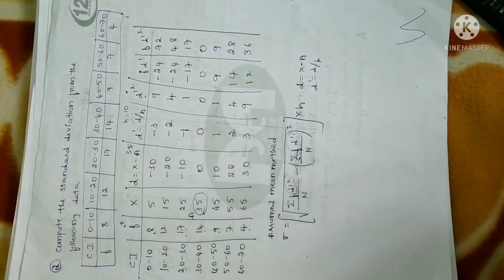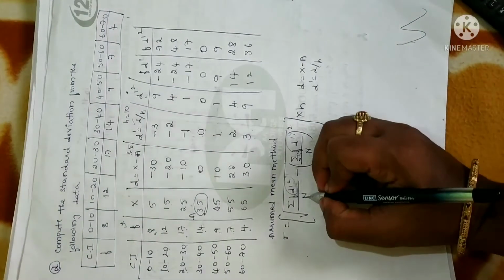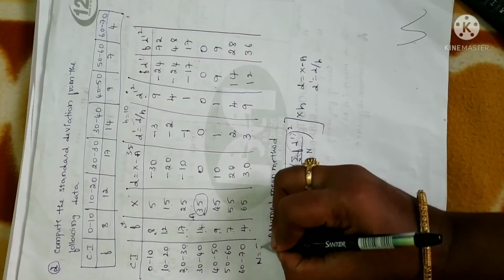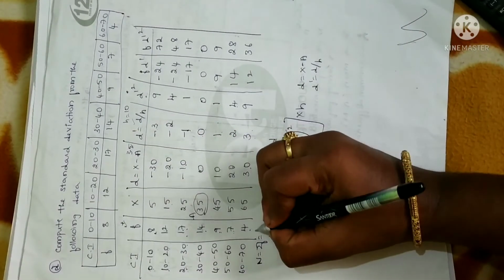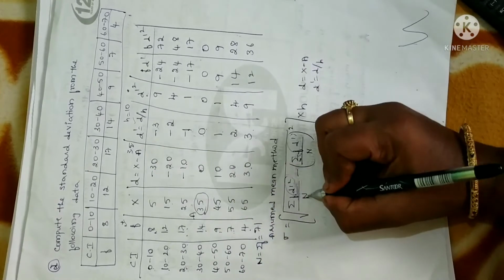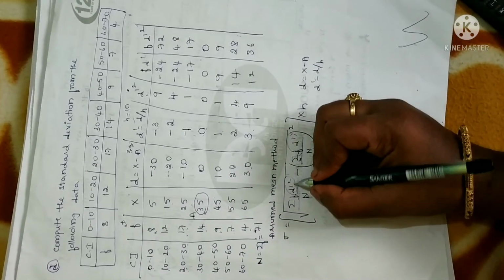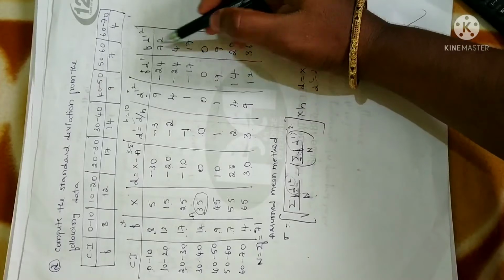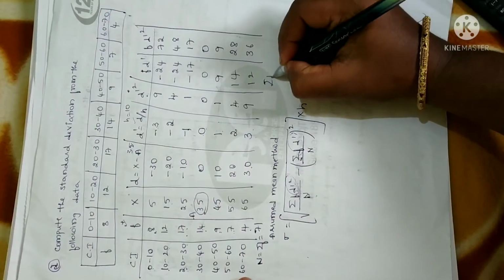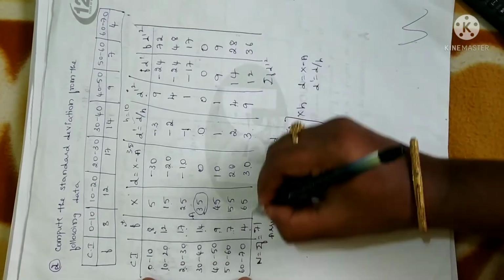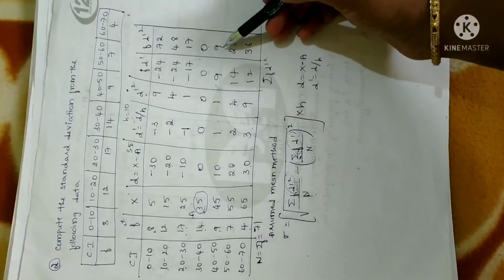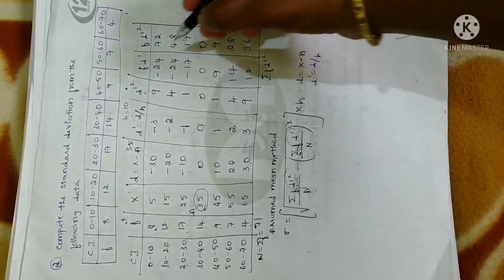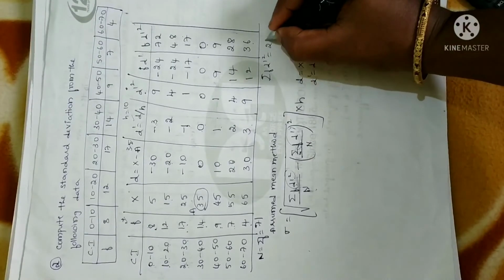Next, go through the formula. What is the required data? N is needed. As I already told you, for grouped data, N is none other than the sum of the frequencies. So you just add all these values, and you will get 71. So the N value is 71. Next, for sigma f d dash square, you have to add all these values: 72 plus 48 plus 17 plus 0 plus 9 plus 28 plus 36. When you add all this, you will get 210.